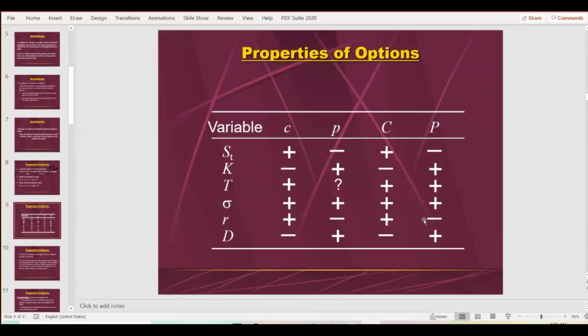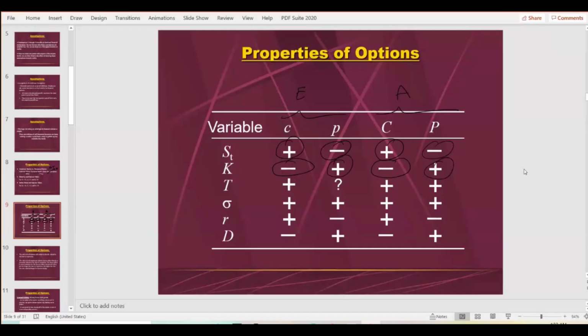And here we have a summary of the properties. So here I have first the European options, and then I have the American options. The higher the stock price, the higher the value of the call and the lower the value of the put. For the strike price, it's the opposite. There's a negative relationship between the strike price and the call option premium, while there's a positive relationship between the strike price and the put option premium.